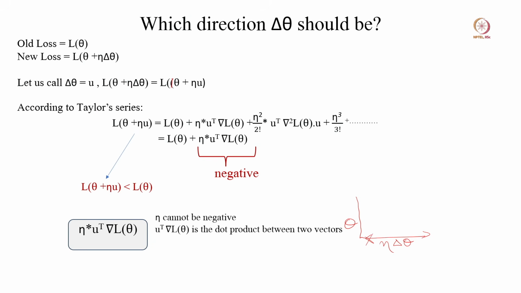Then what am I left with? This is a vector multiplication between u transpose and the gradient of L, which is a dot product between two vectors. Okay. Now, this dot product can become maximum negative when the angle between u and the gradient of L is equal to 180 degrees. So, that is the place where my dot product becomes maximum negative.